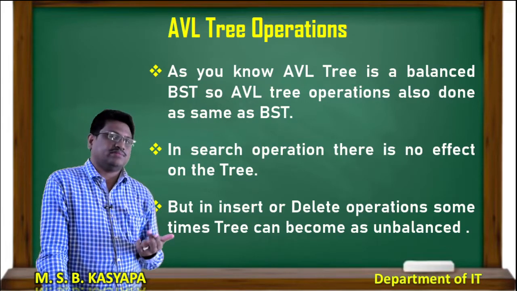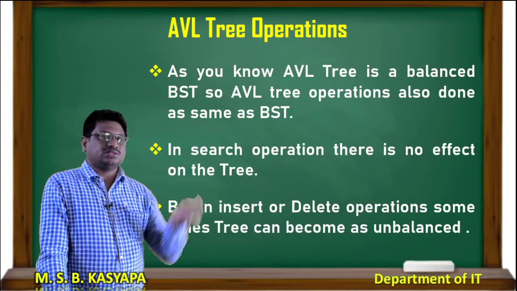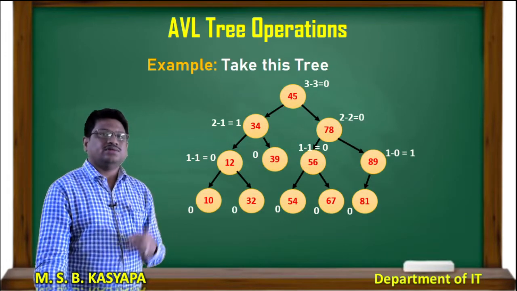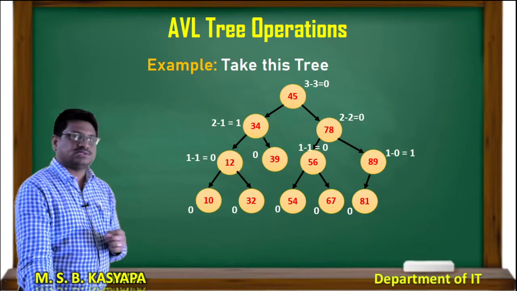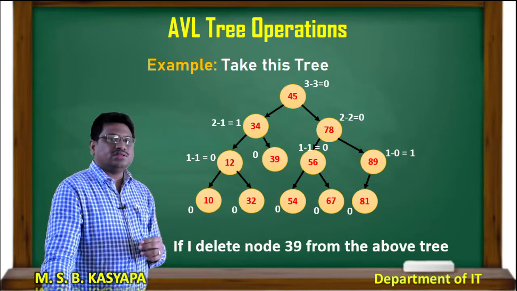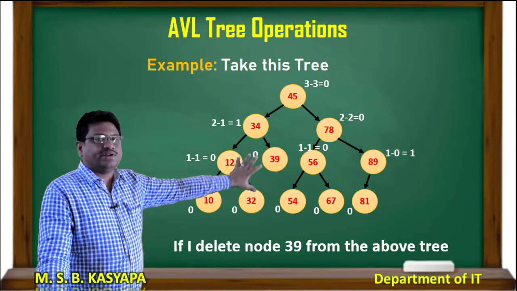If I create an imbalanced or unbalanced tree, then I have to convert it into a balanced tree. Suppose you take this tree, for example, an AVL tree. In this AVL tree, I am going to delete 39 here. If I delete, what will happen?